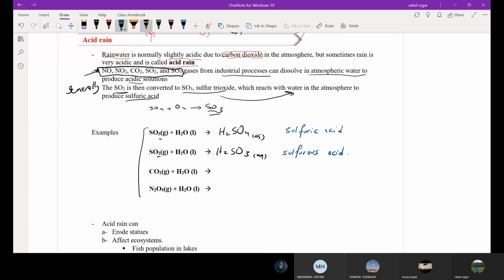Okay. When CO2 reacts with H2O, it will become H2CO3. So this one is carbonic acid.